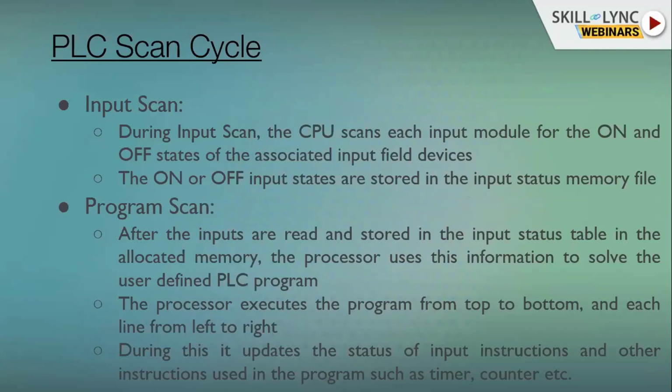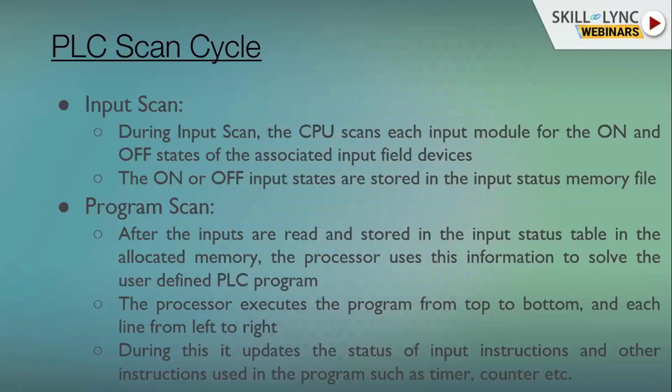The PLC will start running the operation. In the beginning, at first, it will see the input device status. So in input scan, all field device statuses will be collected by the input module and sent to the processor in memory, where they will be saved in an allocated, assigned memory file. That is input scan.